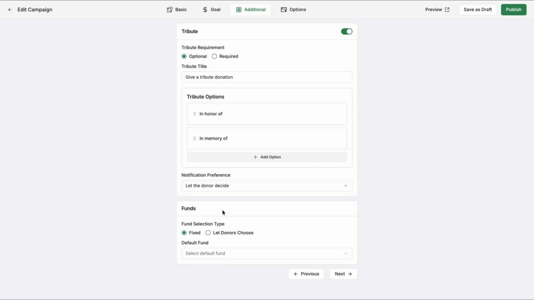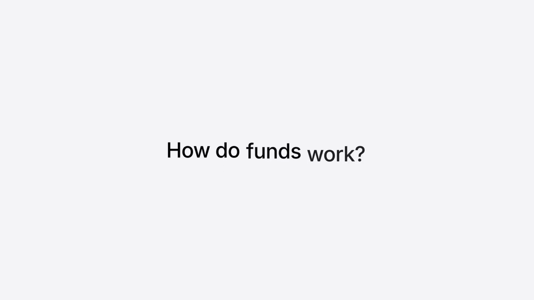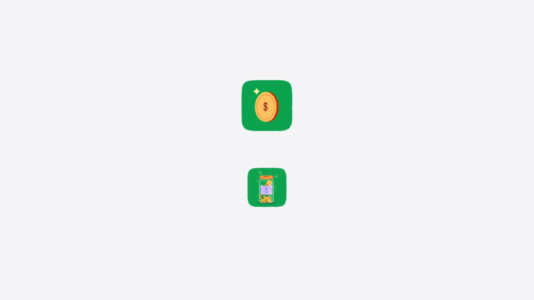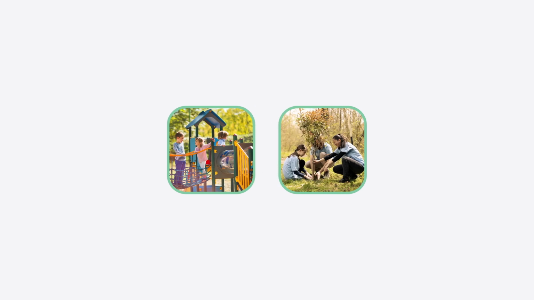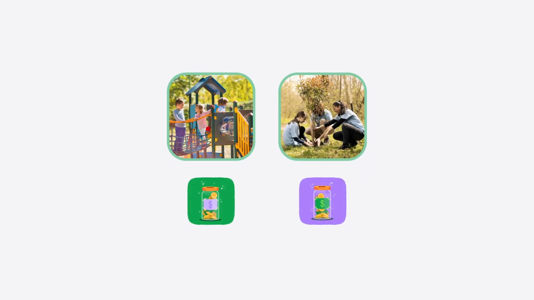And lastly, we come to funds. So how do funds work, and what are funds? So donation mode lets you divide incoming donations into multiple funds, which is incredibly helpful when a single campaign supports more than one cause. For example, in this playground campaign, let's say you want to promote a greener environment. So you can create two separate funds, one for constructing the playground and another one for planting trees.